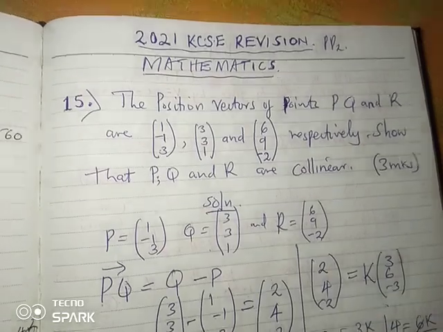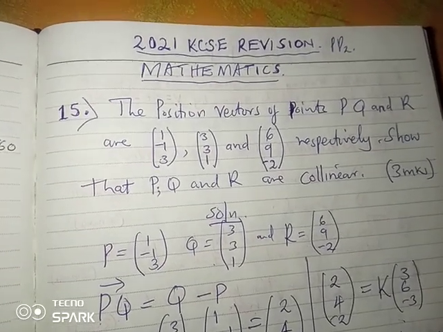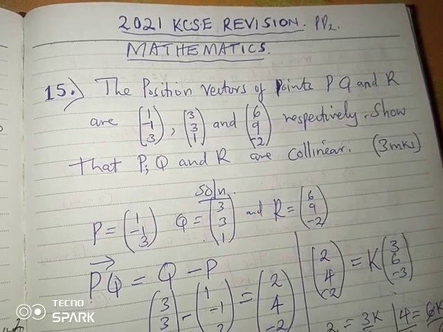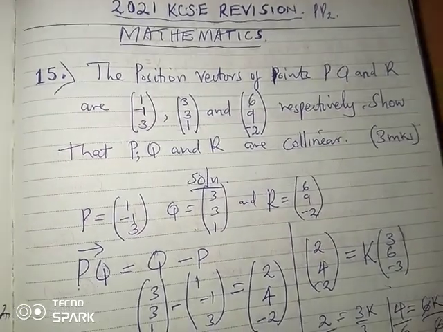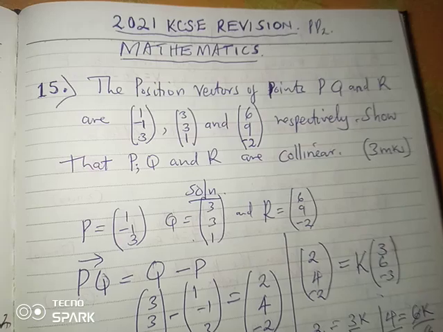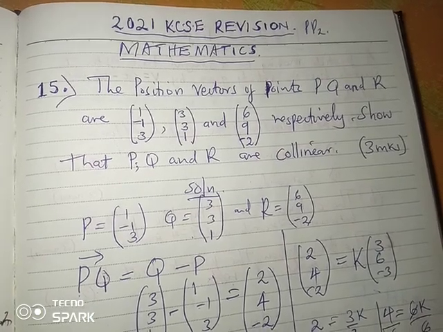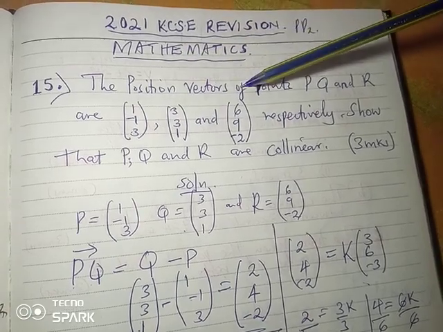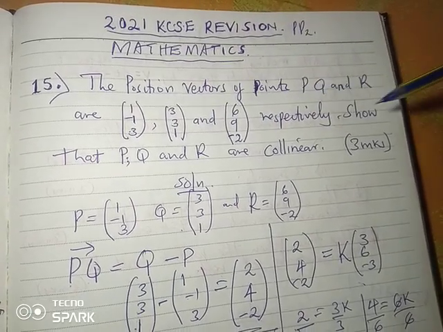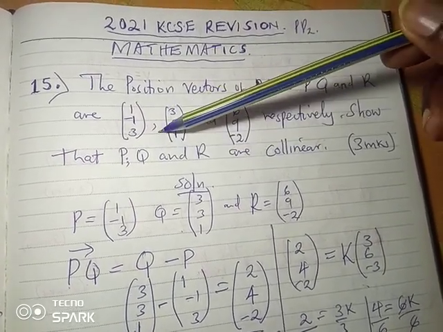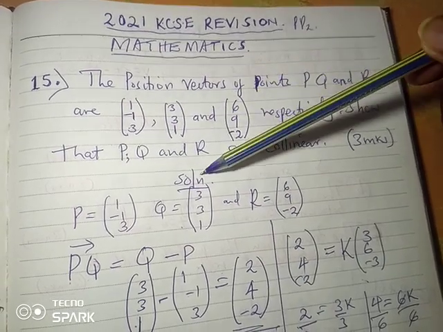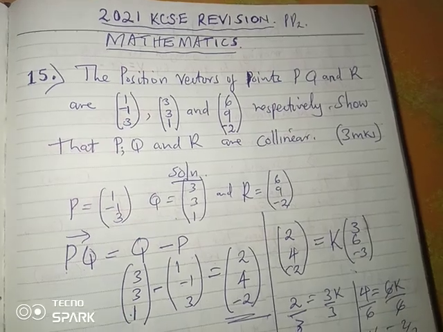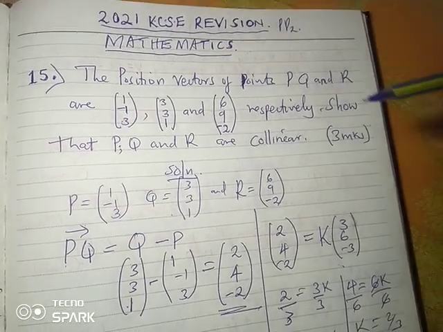With our program still on, our course is still on, helping our learners go through the 2021 KCSE Mathematics Paper 2, like they requested us. So with our number 15, what a question. The question reads: the position vectors of points P, Q, and R are (1, -1, 3), (3, 3, 1), and (6, 9, -2) respectively. Show that P, Q, and R are collinear.